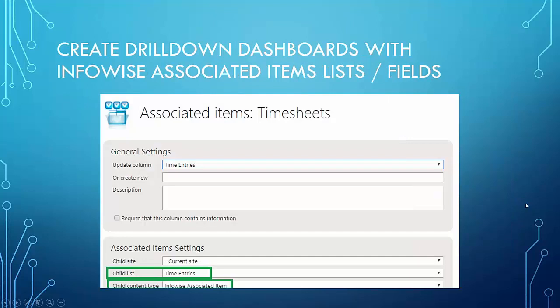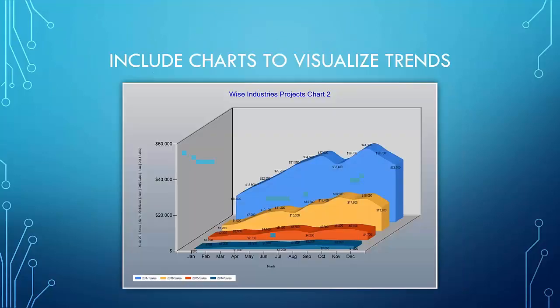Okay, so with Infowise, as I mentioned, we have associated items lists that you can set up in fields. So basically, in your form view, you can set up multiple records. You could have multiple tasks for a project, for example, and that is just a very straightforward setup and something that you really can't do at all with SharePoint out of the box.